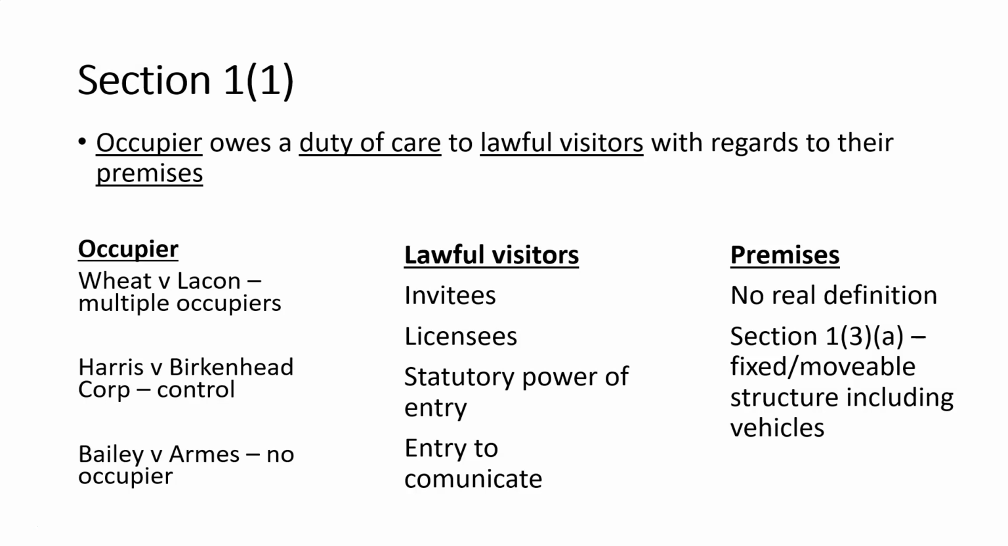Again, there's no statutory definition in the statute about what a premises actually counts as, but there is a very wide definition in section 1(3)(a) of the Occupiers Liability Act 1957, which describes it as any fixed or movable structure including vehicles. And there's a whole numerous amount of cases that have labelled things such as cars, dry docks, lifts, even a ladder as a premises.